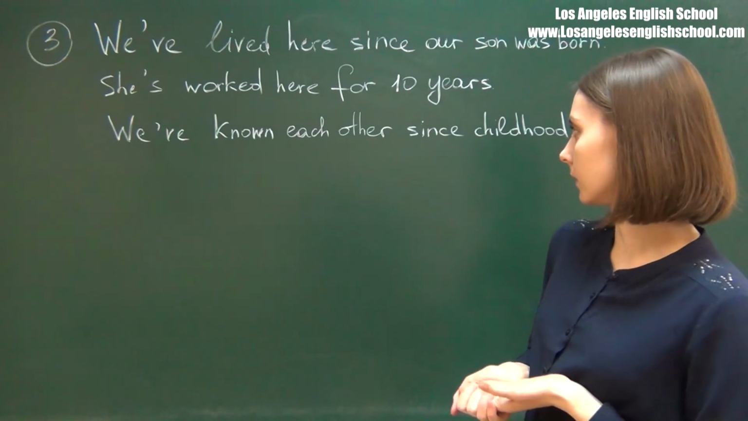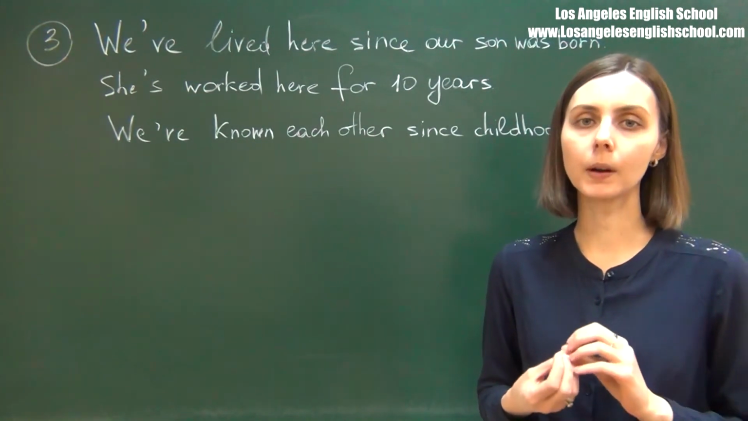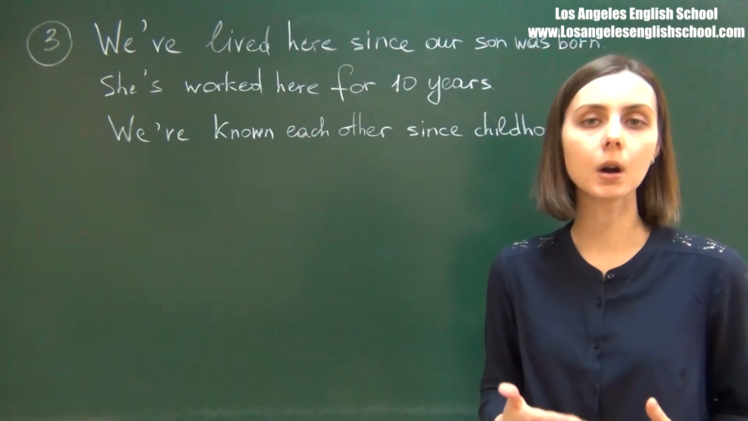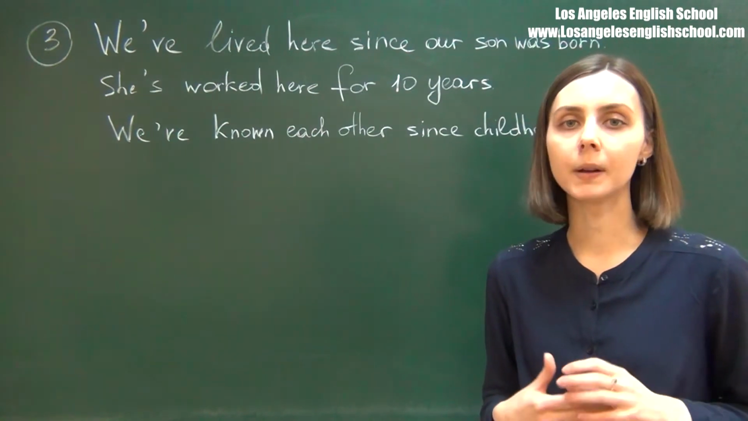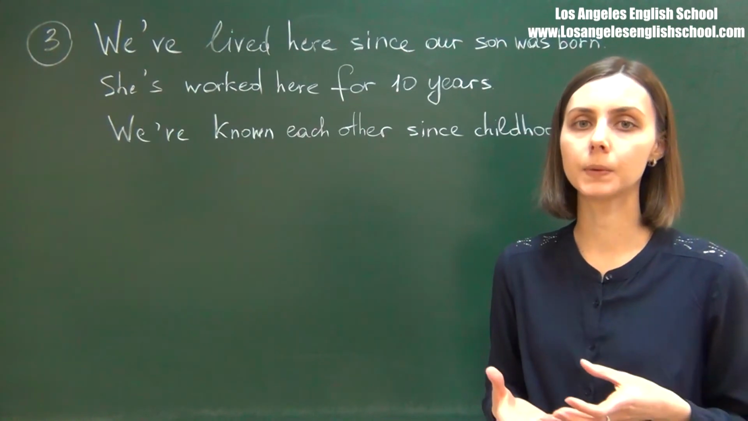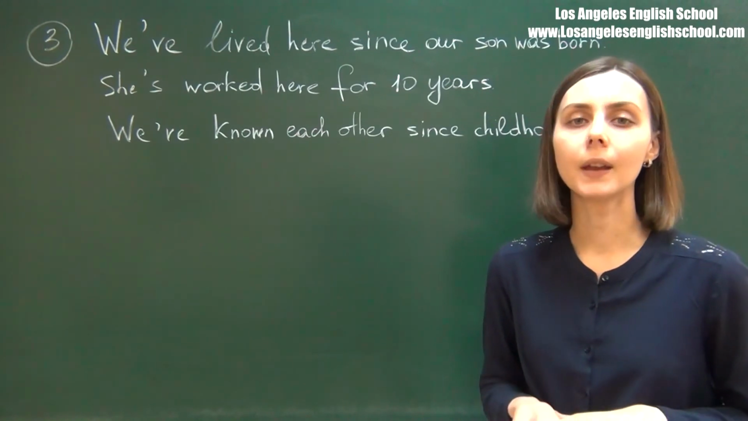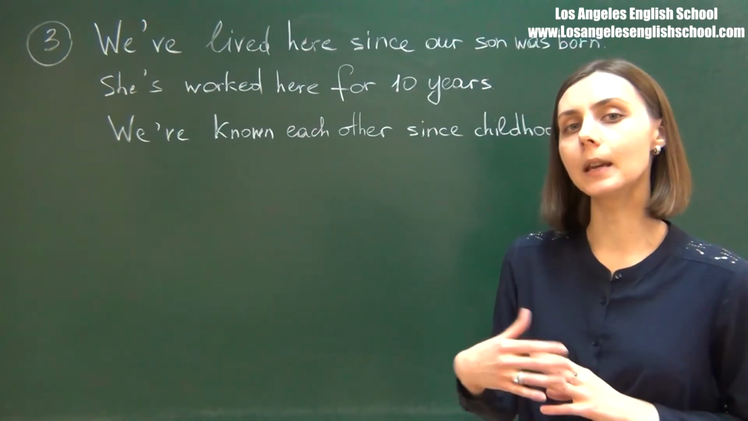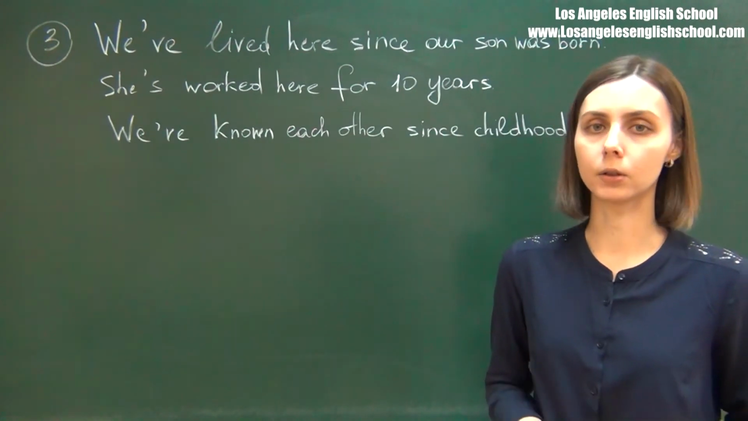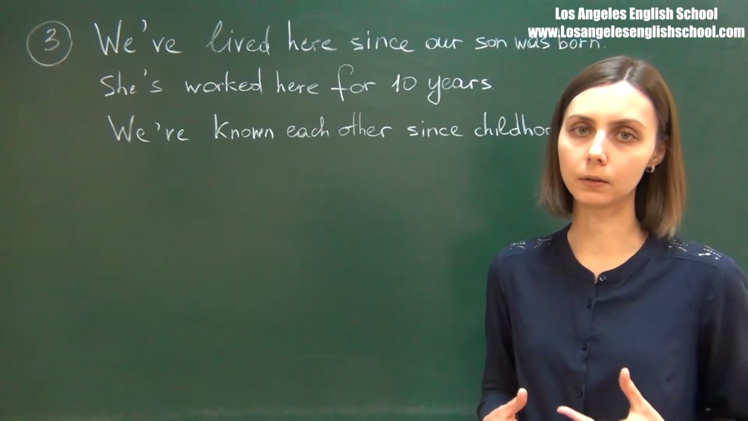We've known each other since childhood. We normally use present perfect with state verbs such as live, work, or know, but if these verbs are action verbs such as learn or read, then we should use the present perfect continuous tense. So we should say, I've been learning English for 10 years, but not I've learned English.